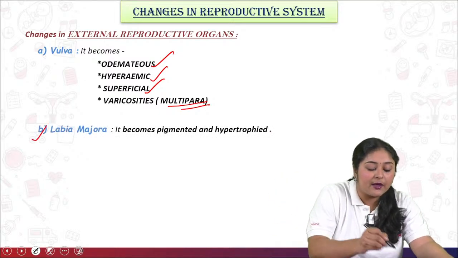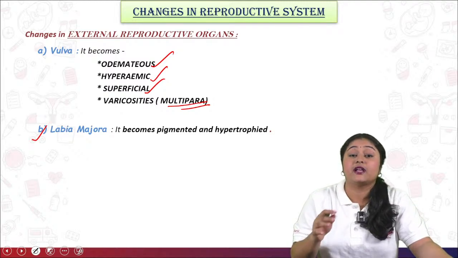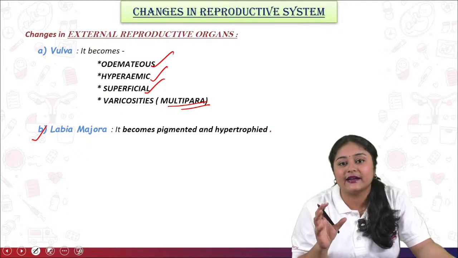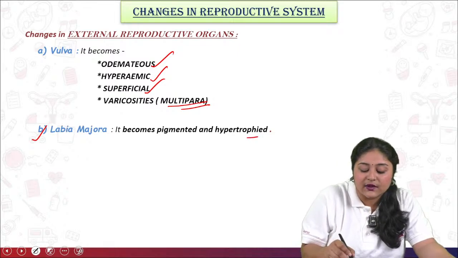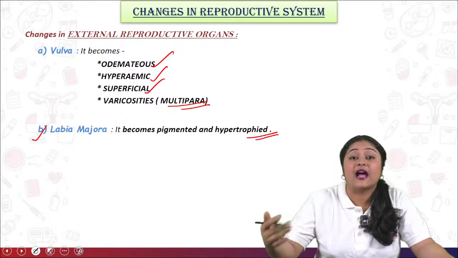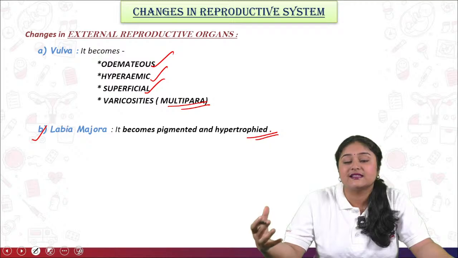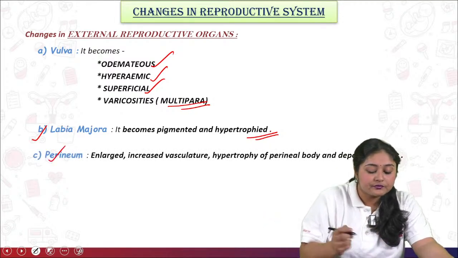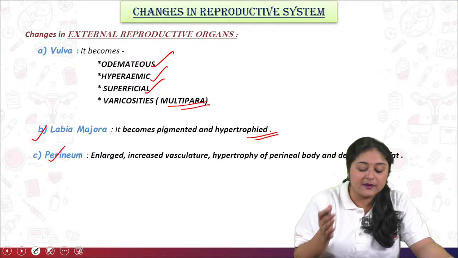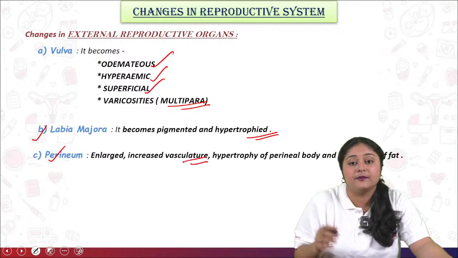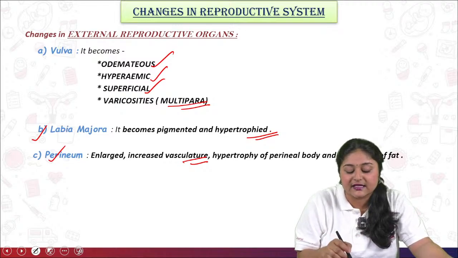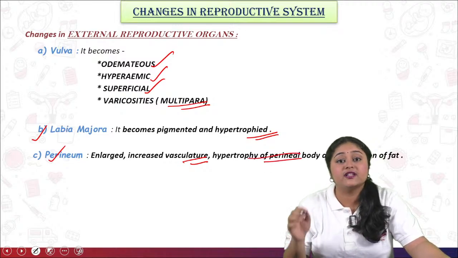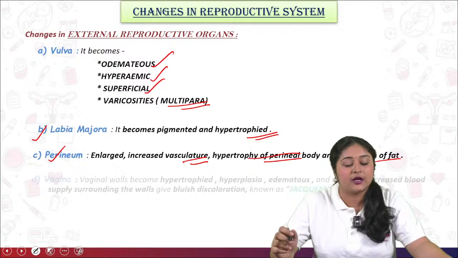Now come to the labia majora. The labia majora become very pigmented, meaning you can see reddish coloration, as well as hypertrophied, meaning blood accumulation and blood cell progression in that phase. Now come to the perineum. The perineum becomes enlarged, with increased vasculature, hypertrophy of the perineal body, especially the tissue, and deposition of fat.